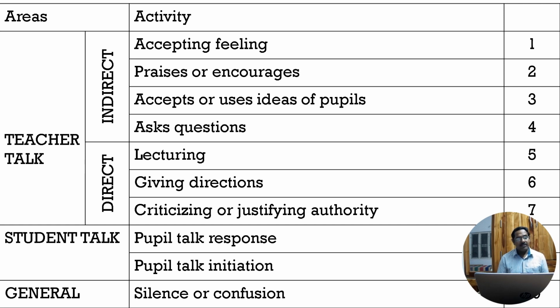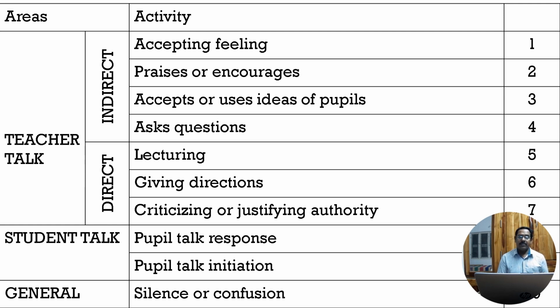Sometimes the teacher asks questions to find out where the students stand, that is 4. To elaborate a content, the teacher gives a lecture, and that is 5. Sometimes the teacher gives directions: open a book, see the board, listen to me, don't talk. These are called directions. And sometimes the teacher says, why are you answering like this, your answers are not correct, you are in confusion. Those are 7, criticizing or justifying authority.